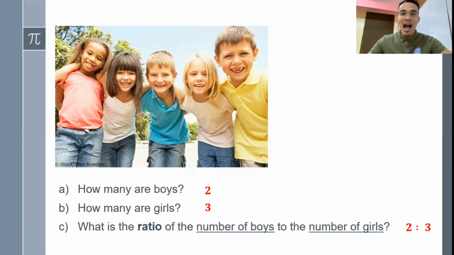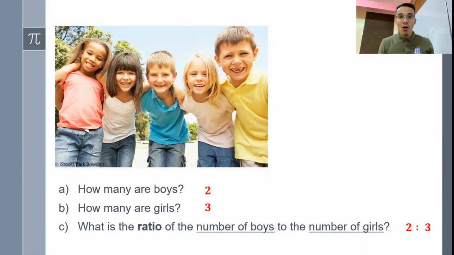Letter B, how many girls are there in the picture? Just count the number of girls and there are three of them. And letter C, what is the ratio of the number of boys to the number of girls? So I guess letter C is the most challenging question among these questions because it's asking about the ratio, and letter C also needs your knowledge about ratio. And the answer here is 2 to 3.